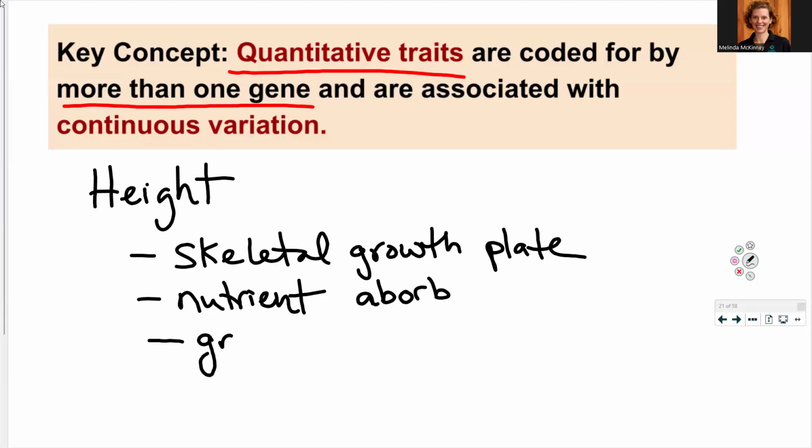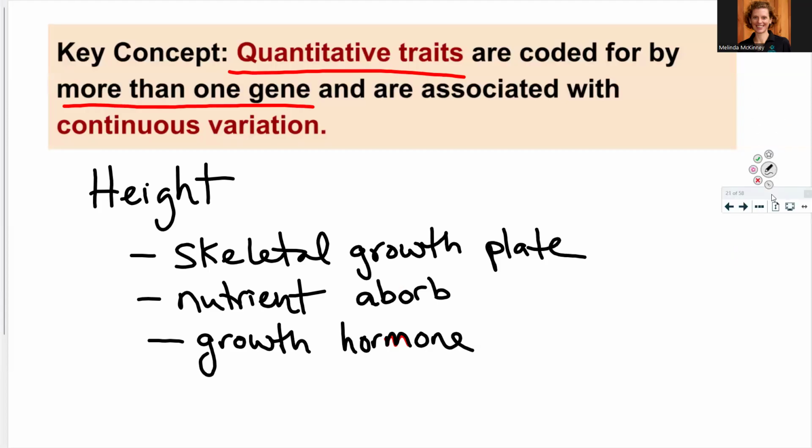Okay, so growth hormones. Growth hormones produced in abundance signal your muscles to just grow like crazy. And so you are going to be extra tall. So these are just a few examples of genes that can combine to create height.